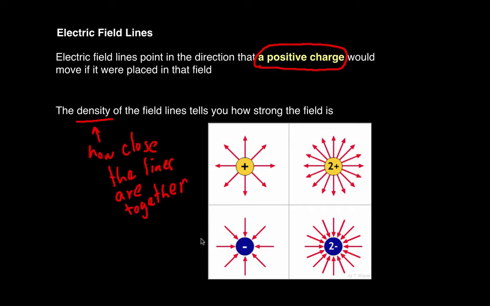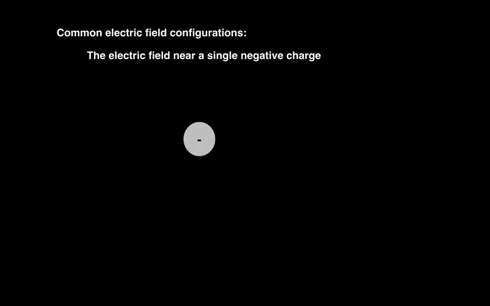So you can see in this picture, the charge that is worth twice as much has twice as dense lines surrounding it than the single charge. There are some common electric field configurations that you're going to need to be able to remember for tests.